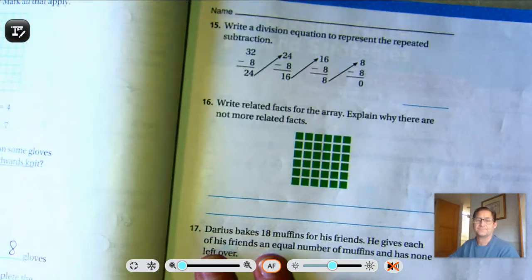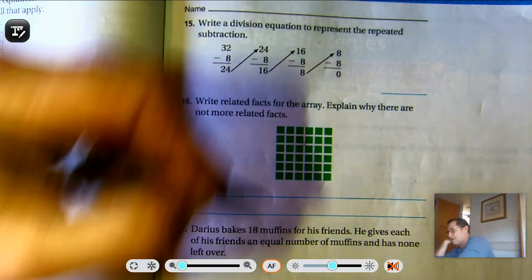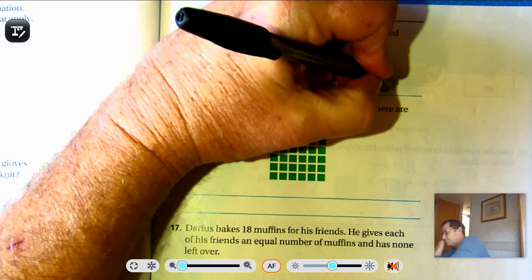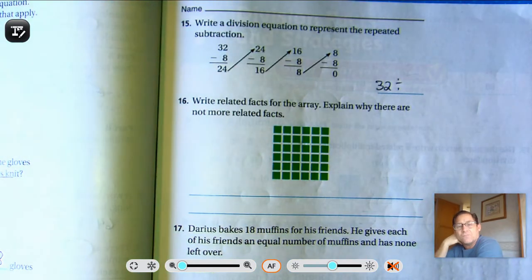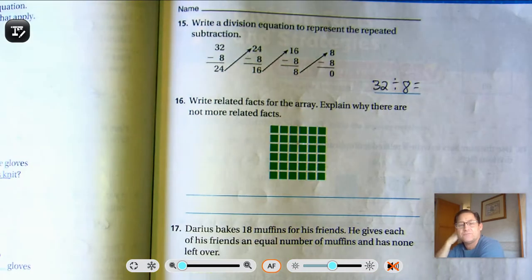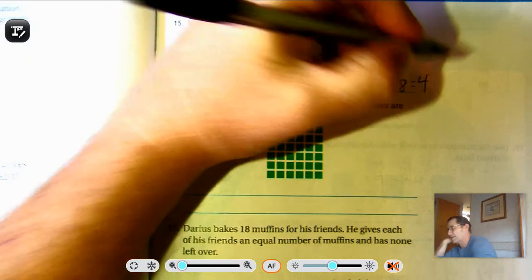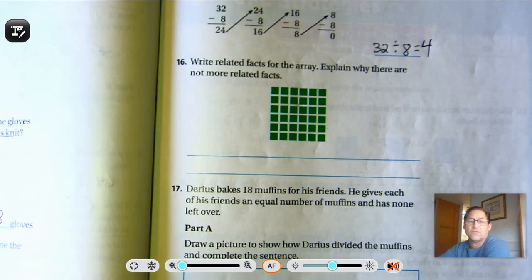And 14. So we're repeatedly subtracting. Our dividend is 32. And we're dividing by 8. And how many times did we subtract 8? 1, 2, 3, 4 times. So 32 divided by 8 is 4.